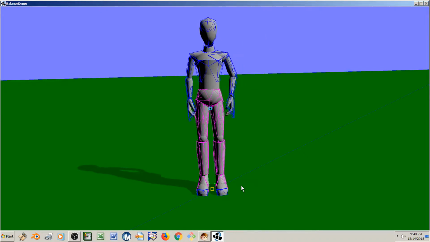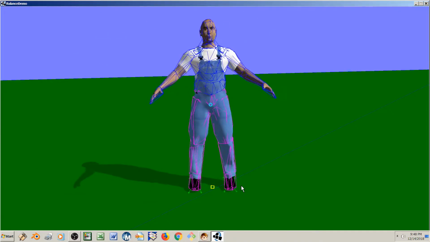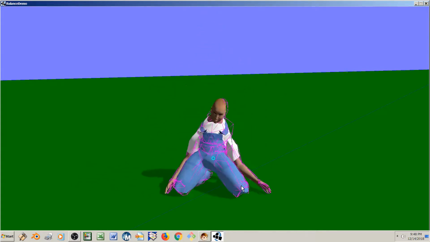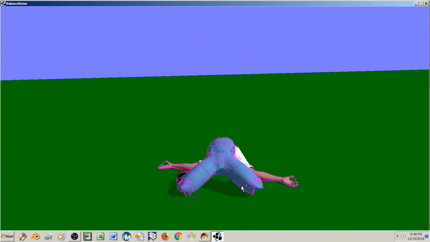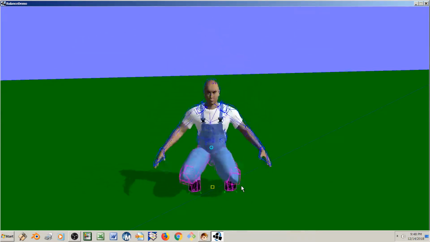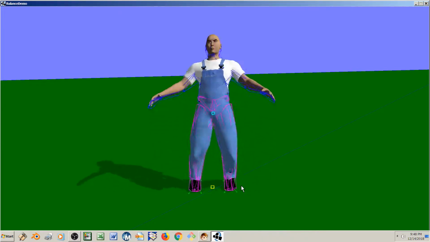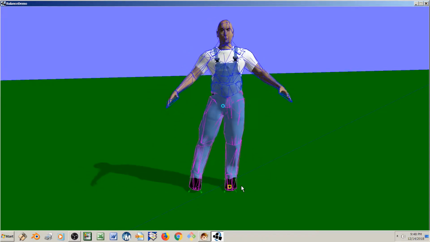And finally, here's a MakeHuman model, basically standing idle. As a ragdoll, standing again, squatting, lean left, lean right, stand, lean left, lean right.